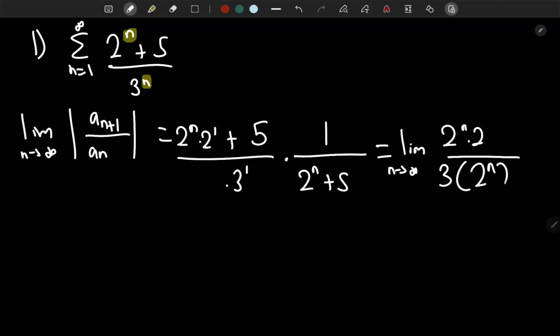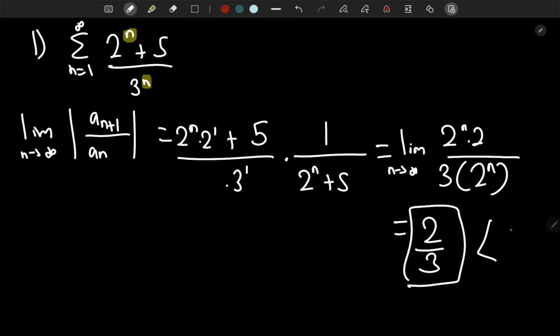So now we are left with 2 to the power of n multiplied by 2, and 2 to the power of n. So we can just cancel 2 to the power of n, right? So we're just going to get rid of this. And now all that we are left with is just 2 over 3, which is the final answer. And as this is less than 1, this means that it is converging.